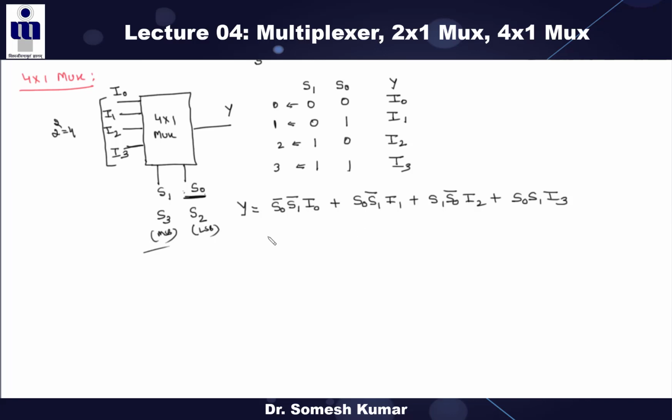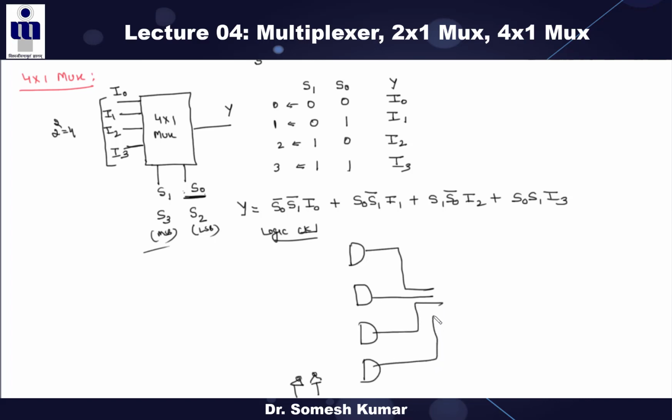Clear? Then can you design the circuit for this? The logic circuit for this expression. How many AND gates does this circuit have? 3 inputs. How many? 4, no? And there are 2 NOT gates. These NOT gates are for S0 and S1, right? And the output of all these AND gates is given to which gate?